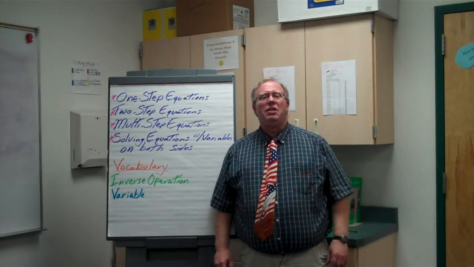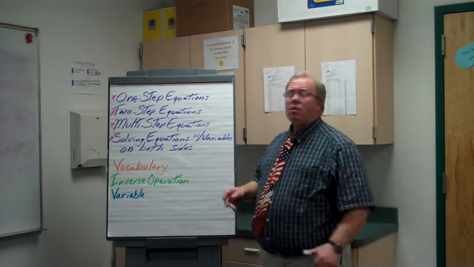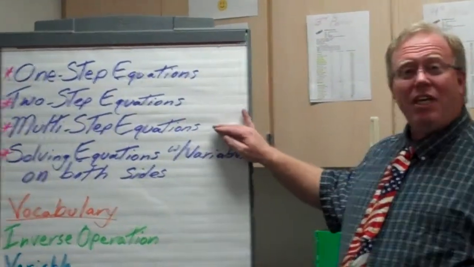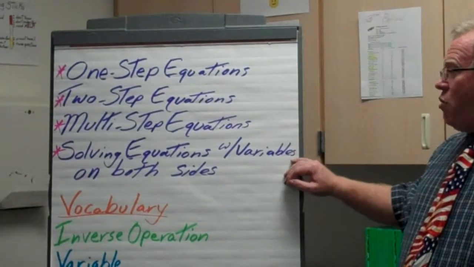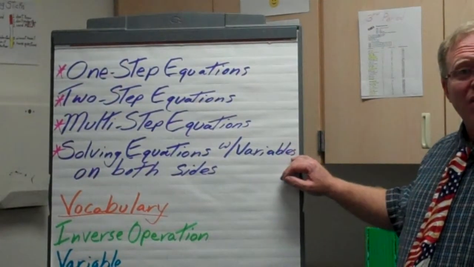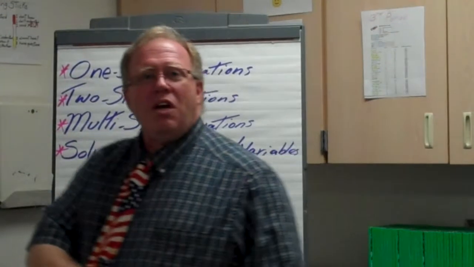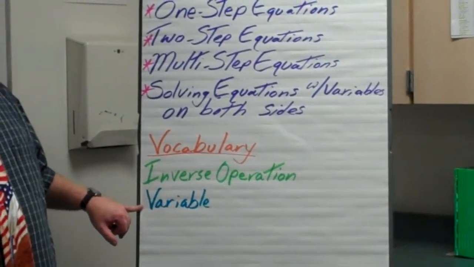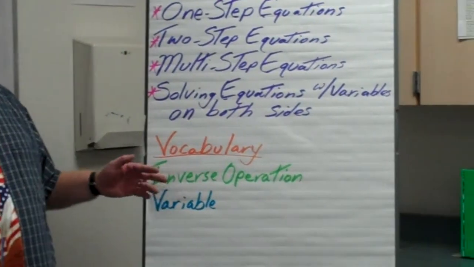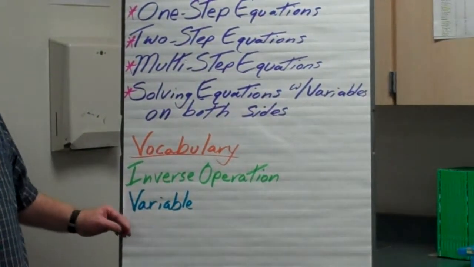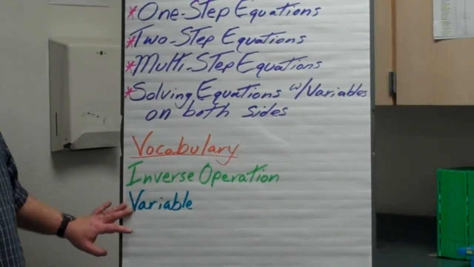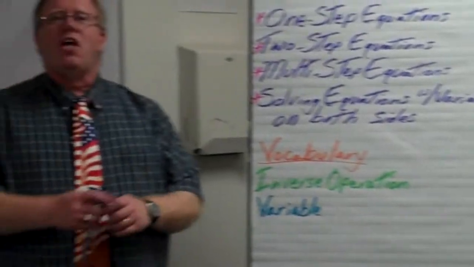Hi, today we're going to be talking about different types of equations, particularly one-step equations, two-step equations, multi-step equations, and then solving equations with variables on both sides. The vocabulary that we want to look at would be inverse operation as well as variable. Inverse operation, obviously, using the opposite of the operation that's represented within the problem, and variable, that is a placeholder for a number.